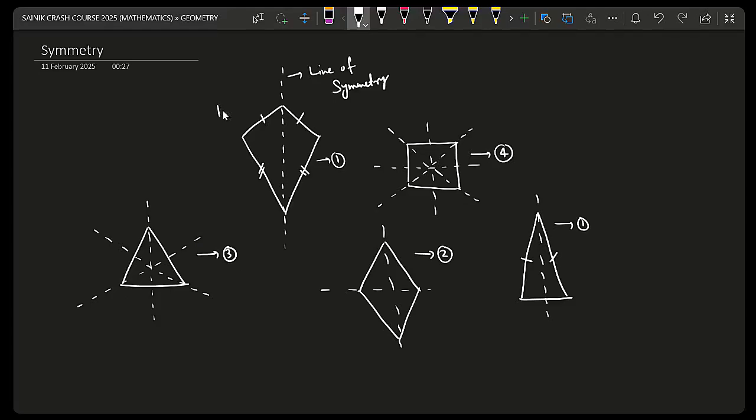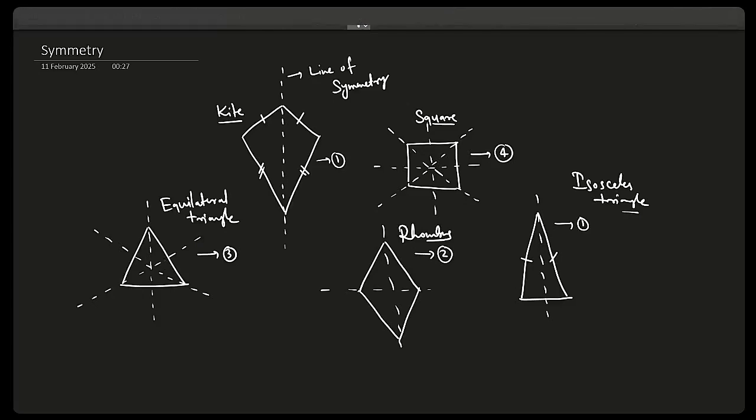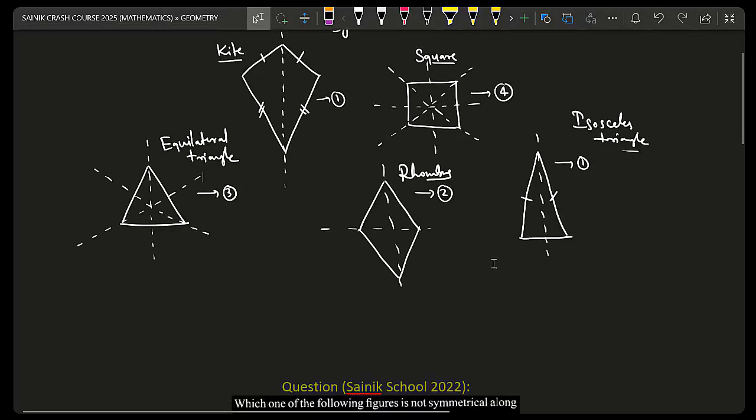Okay. Let's write the names of the figures also. This is kite. For square we have 4, and for isosceles triangle we have 1, and rhombus we have 2, and equilateral triangle we have 3. Like that, for many other figures we can discuss. So this is about symmetry and line of symmetry, and yes, let's try to solve the questions based on that.